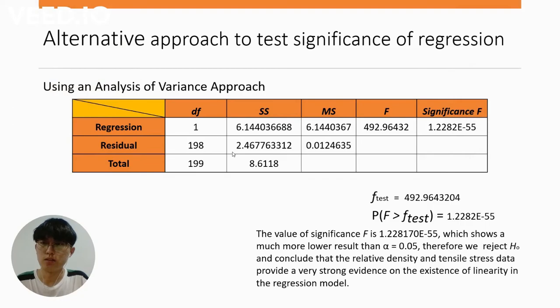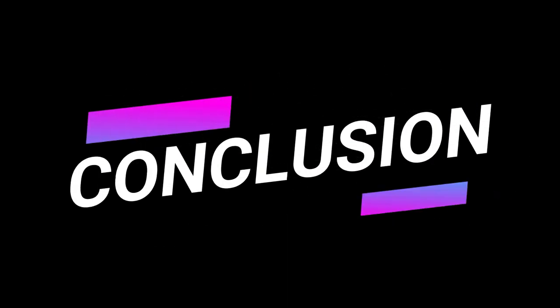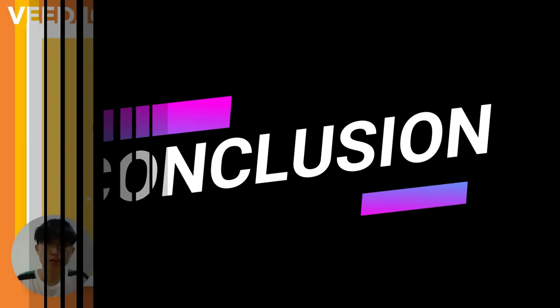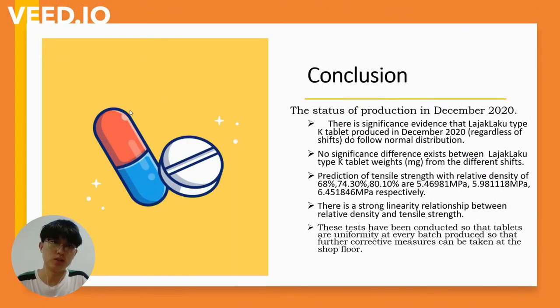There is another alternative approach to test the significance of the regression, which is the ANOVA method. As a conclusion, for the status of the production in December 2020, there is significant evidence that the Lajak laku care tablets produced in December 2020 do follow the normal distribution proposed by the manufacturer. There is no significant difference between the Lajak laku care tablet weights from the different shifts.